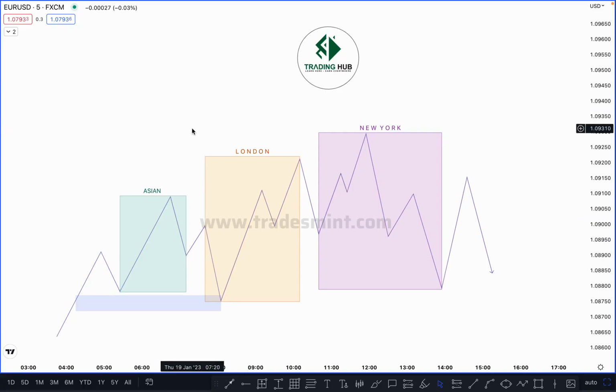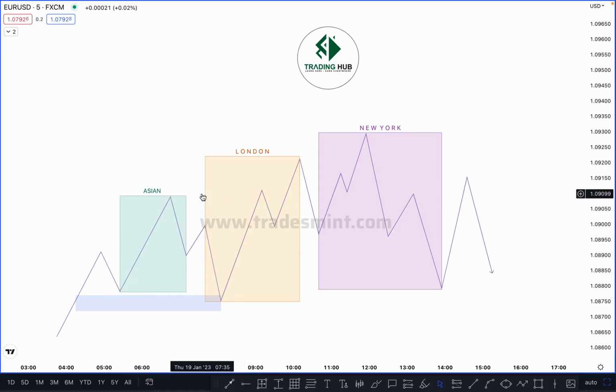What happens in the next London session? If the market breaks the previous session high, which is here, and closes above it, this is what we call a break of structure, as we know, right? But I'm talking in terms of the session. So when the market closes above it, it means market momentum is looking for continuation, right?